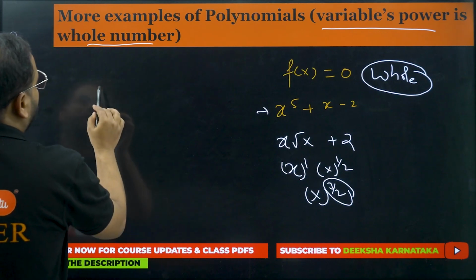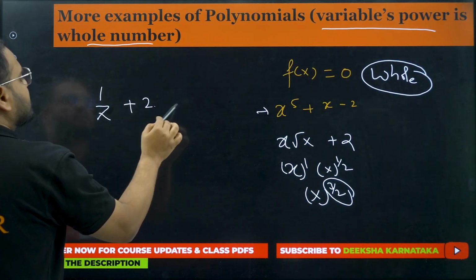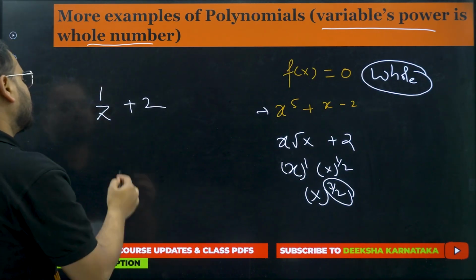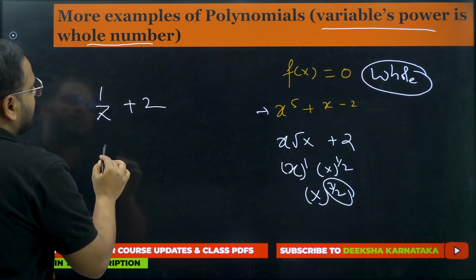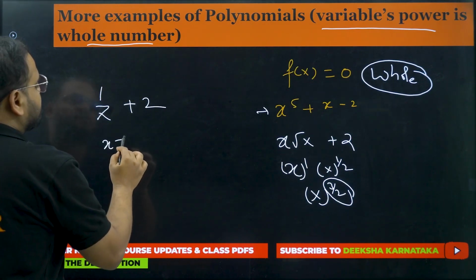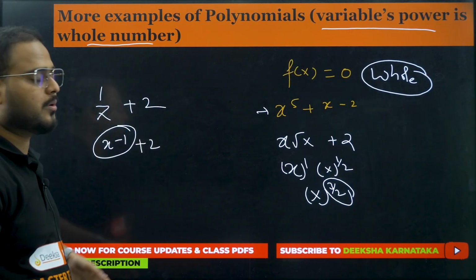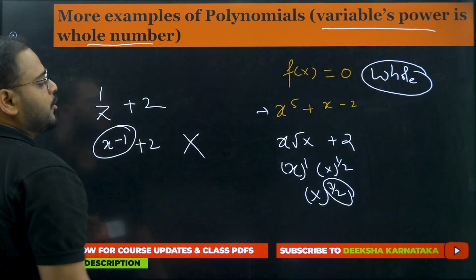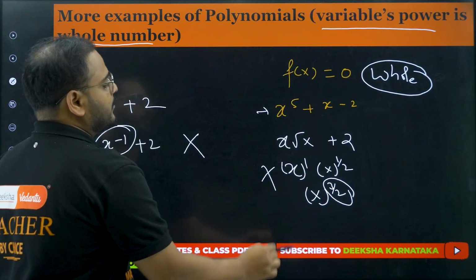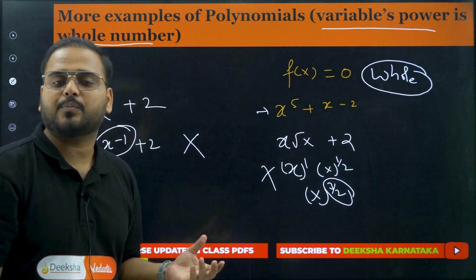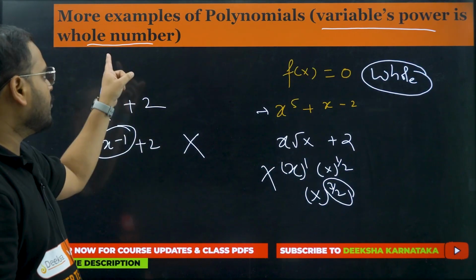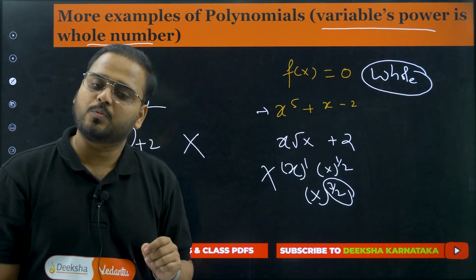If I take like this, 1 by x plus 2, is it a polynomial, sir? No bacha, it is not. Why sir? Please check. I can write this as x power minus 1 plus 2. What does x power minus 1 mean? It's an integer sir, not a whole number. Only whole number is allowed. So not a polynomial. Whenever there's an MCQ based upon this, look for the powers to be whole numbers. I hope this is okay.